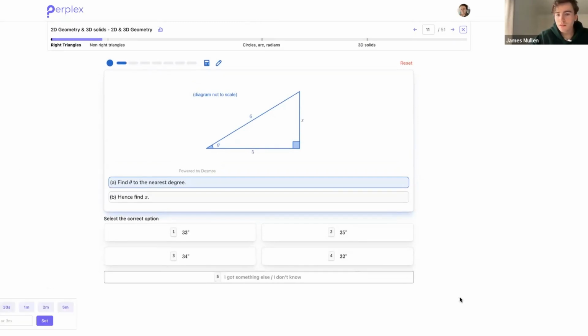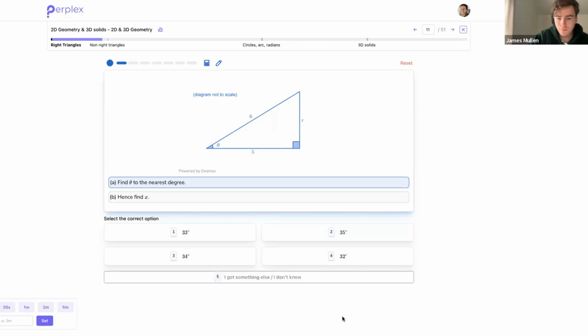Okay, so this was a bit of a tricky one because there's also some difficult rounding happening here, but let's go over it. Find theta to the nearest degree. I know the side 5 and the side 6. Compared to theta, that is the adjacent side and the hypotenuse. So cosine of theta is equal to 5 over 6. And so I'm going to go to my calculator and find the inverse cos of 5 over 6.